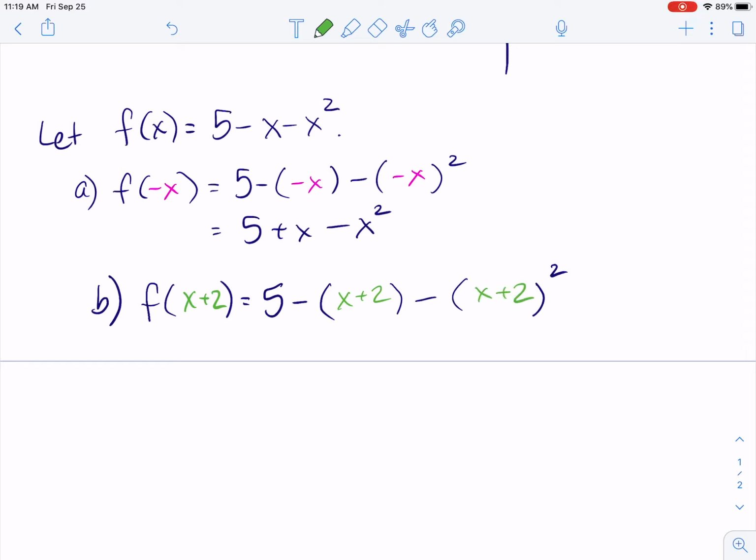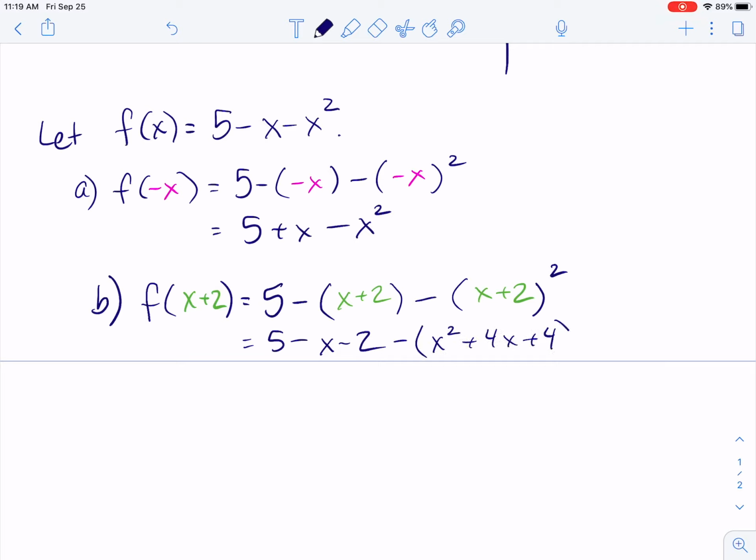So wherever I had x before, I now have x plus 2. And so this cleans up to be 5 minus x minus 2 minus, we know how to FOIL, this becomes x squared plus 4x plus 4. If you don't know how to FOIL, come see me.